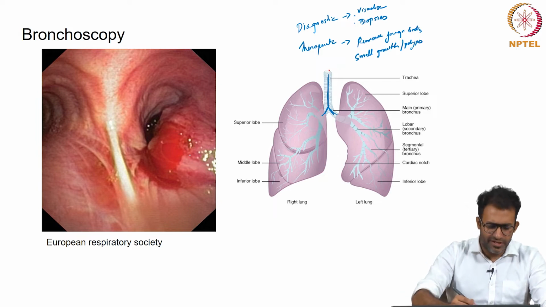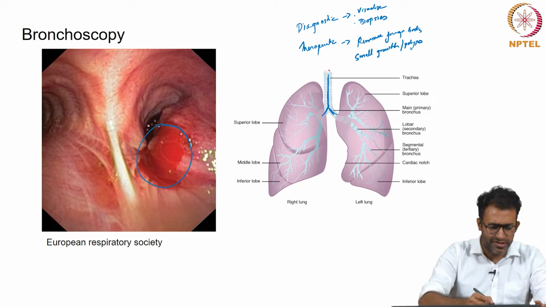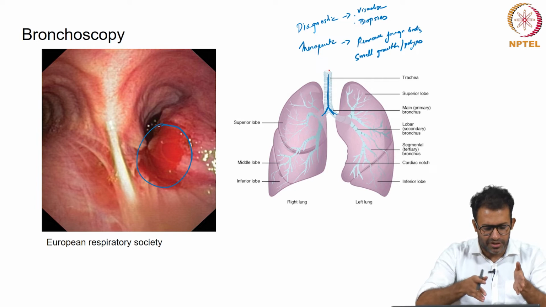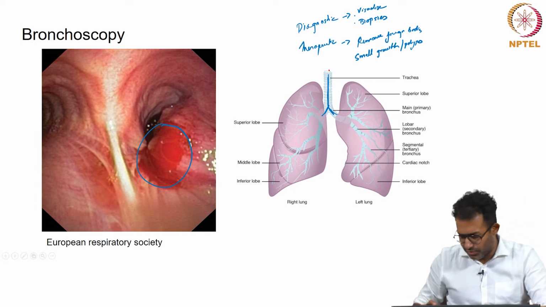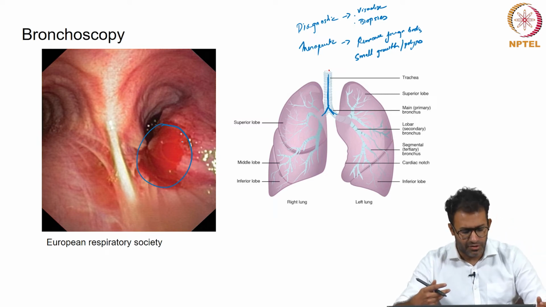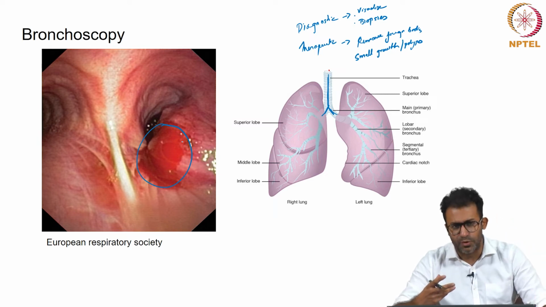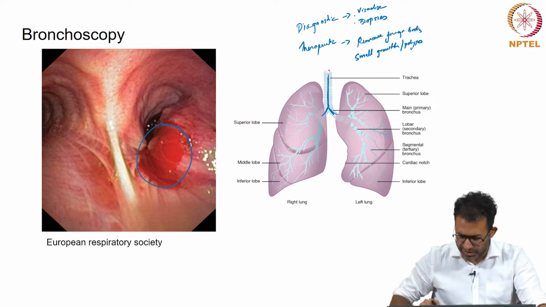So what you see here is an image of a lesion near the bifurcation. Here you can see that the trachea, the windpipe, is bifurcating into the right bronchus and the left bronchus. So here you see a lesion. It could be a suspicious lesion, it could be cancer, or it could be something which we don't know, and what we are trying to do is take a biopsy from there and send it to the pathologist to understand what that is.